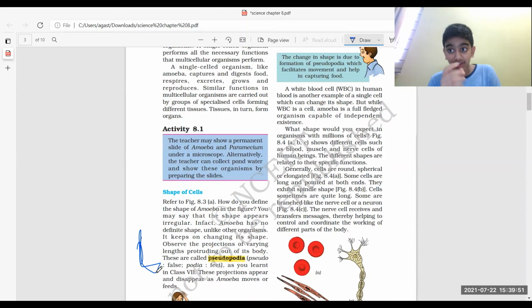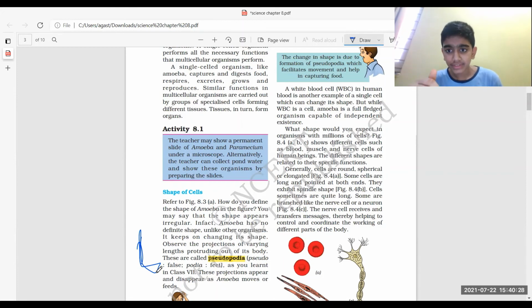Next, white blood cell. We learned about this in class 7, transportation in plants and animals. Basically, a white blood cell is a single cell which can change its shape. A WBC is a cell, and amoeba is a full-fledged organism capable of independent existence. You have to understand here, guys: WBC is a cell in our blood, and amoeba is a single-celled organism, an organism like me. Get the point, guys?